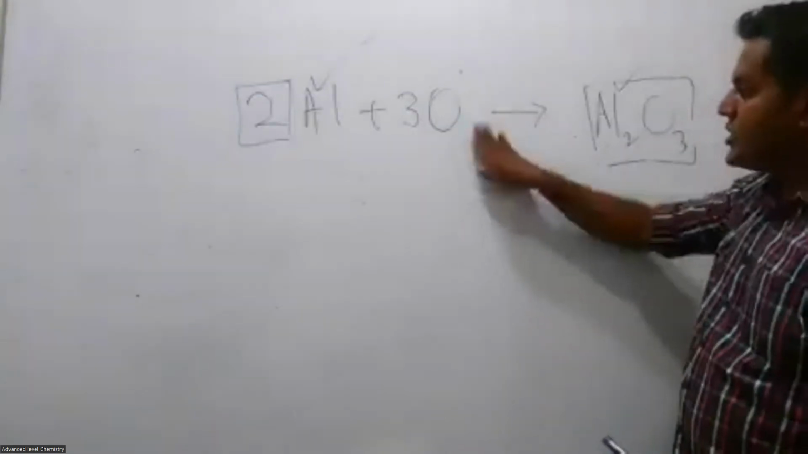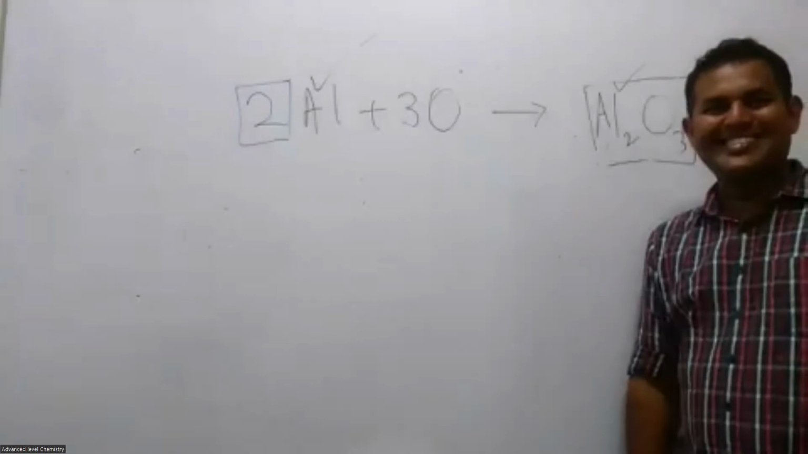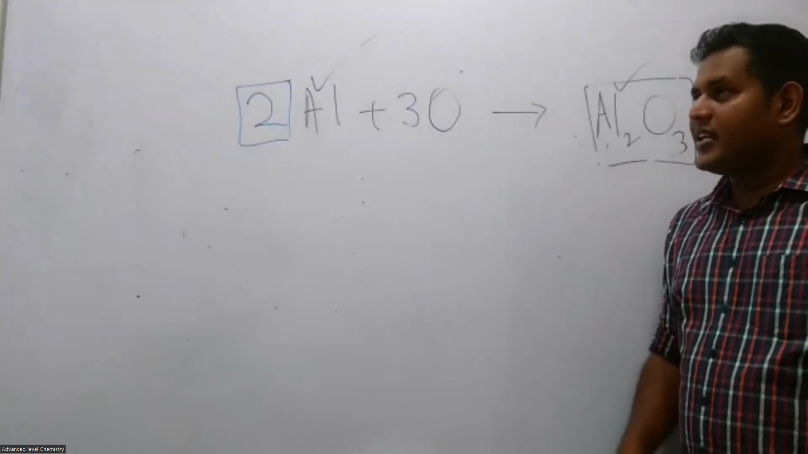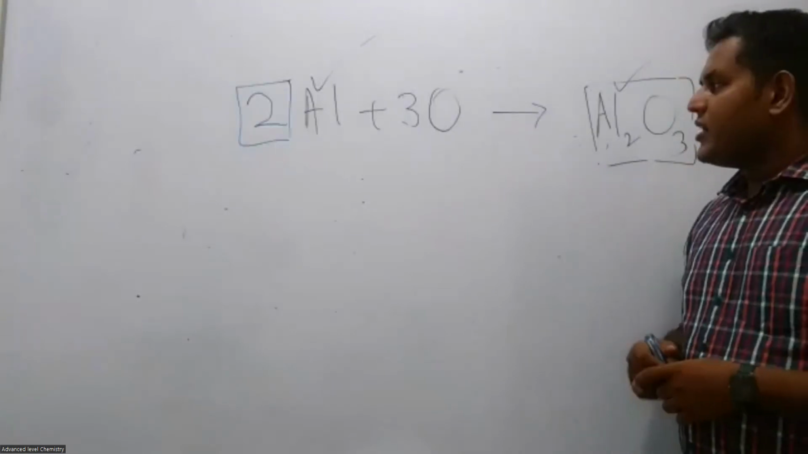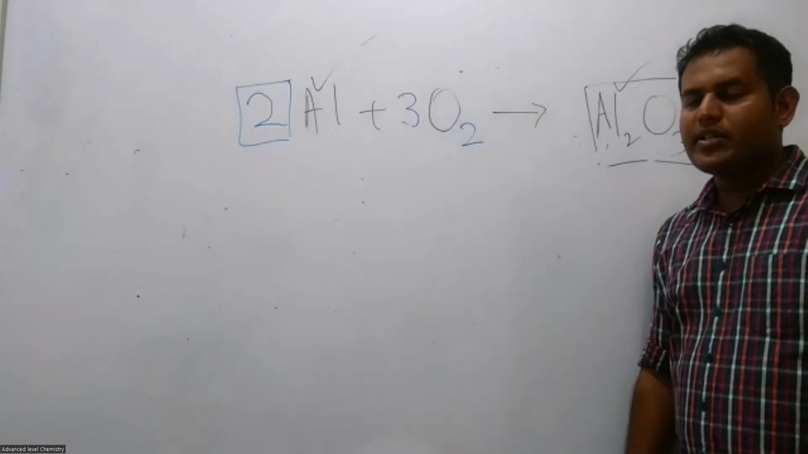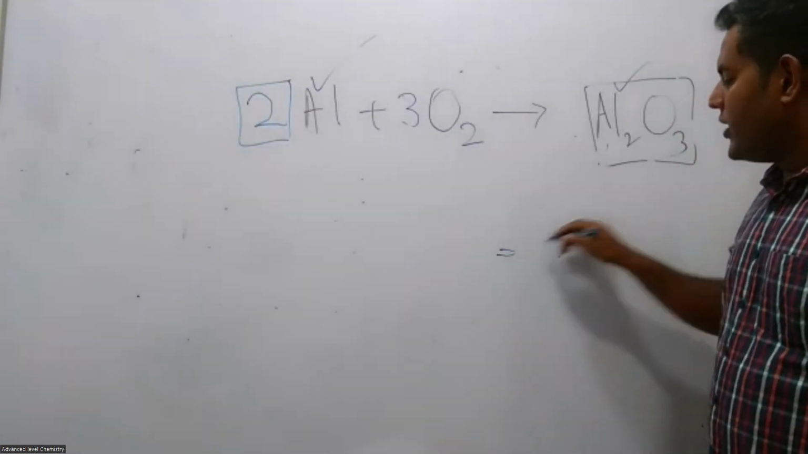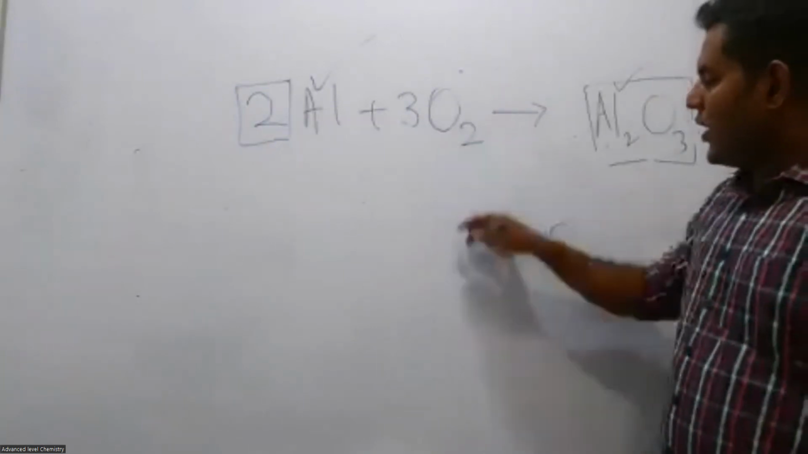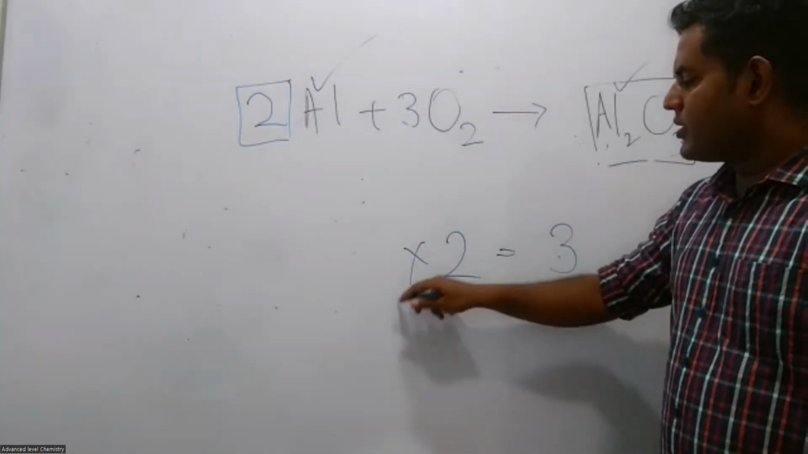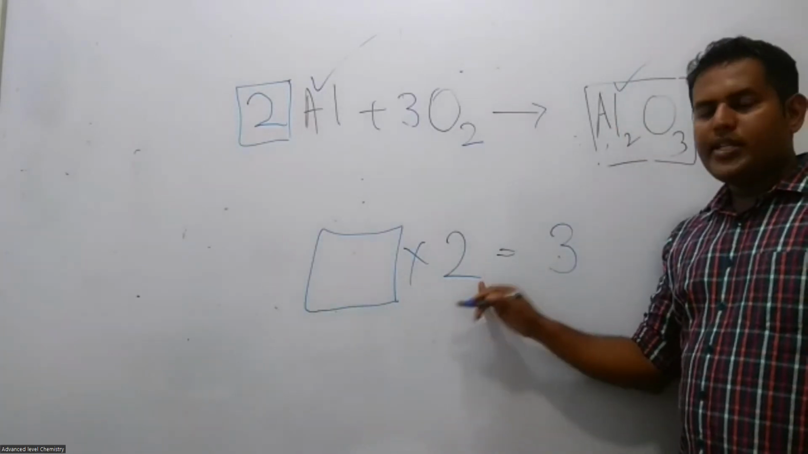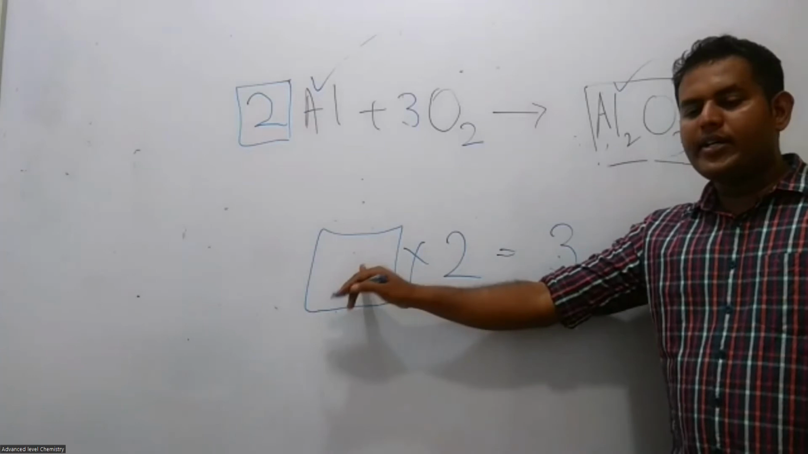Can I erase this? No, we can't erase this. What is the other option? If you want to get number 3, if you have 2 oxygens, 2 oxygens multiplied by which factor in order to get 3?